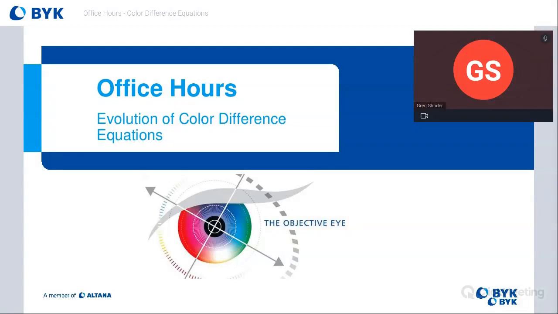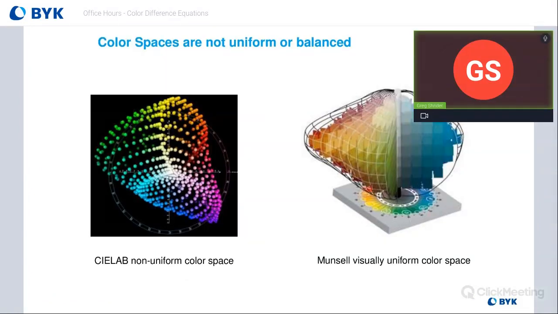Evolution of color difference equations is the topic today. We'll start off with the fact that color spaces are not uniform or balanced. You can see the image on the left is a rendition of CIELAB color space, and you can see how non-uniform it is, with the clustering of the pinks very close to one another. Then you go up and look at the reds and yellows, and the green gets really spread out, and you come back down to the bottom where the blues are starting to condense back together.